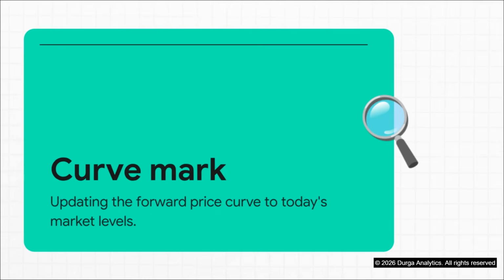Similarly, we have the curve mark. This is the mandatory process of updating the forward price curve so that every pricing model has fresh, accurate data inputs. The forward curve is effectively a timeline of future prices. Your system needs to pull in the latest market data and literally mark or update this curve. Without a fresh curve, I guarantee you, every single downstream valuation is effectively garbage.